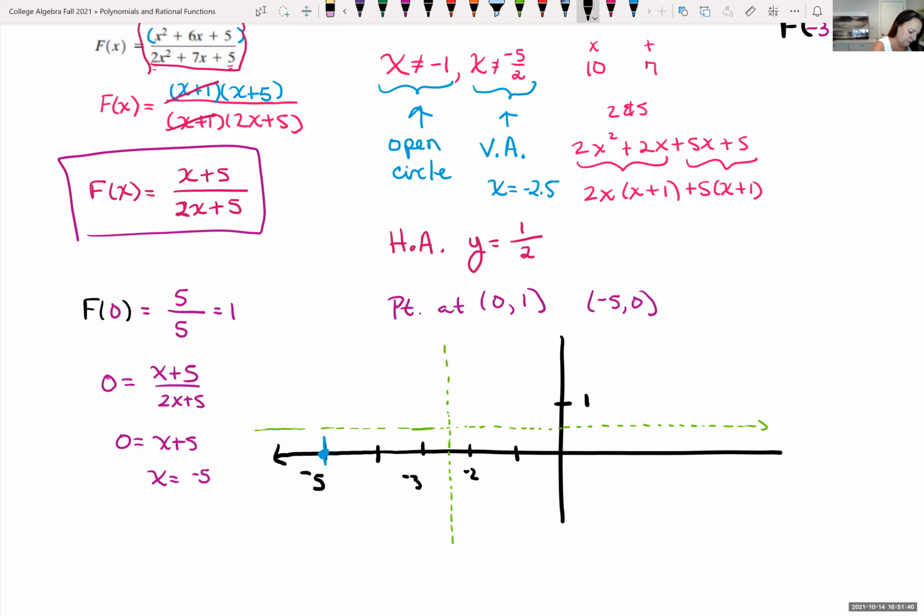Okay, so negative 2. So if my point is right down here, this is my x-intercept. I know my vertical asymptote here is at negative 2.5. So this graph here is going to have to hug this as x gets closer and closer to negative 2.5 on the left-hand side. It's going to come up. It's going to hug this line, y equals 1/2.